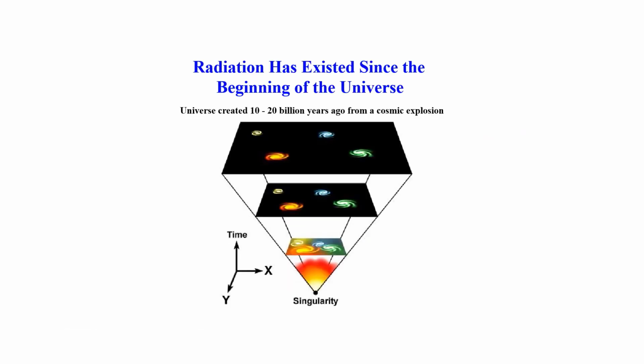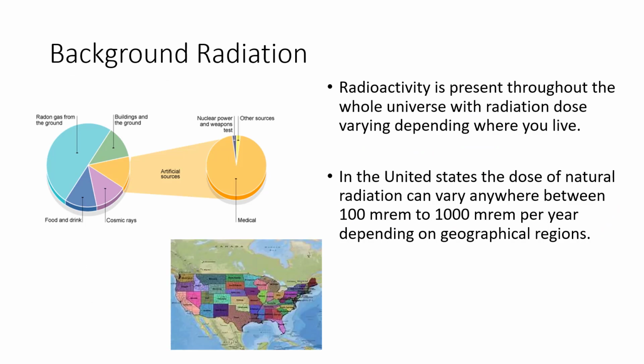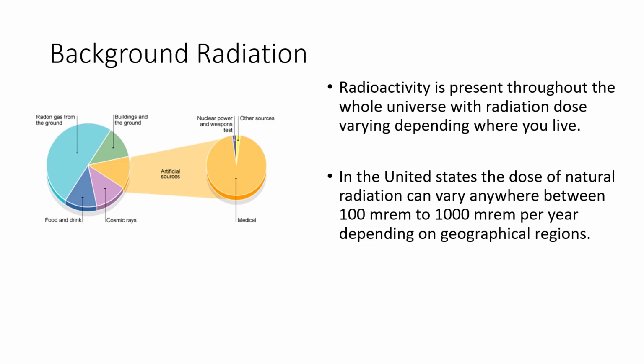The universe was created 10 to 20 billion years ago from a cosmic explosion. Radiation has existed since the beginning of the universe. Radiation is all around us, and our bodies safely absorb small amounts of natural radiation, about 8 microsieverts per day. We are constantly exposed to background radiation, and this exposure varies dependent upon where you are on the Earth at the time of exposure.